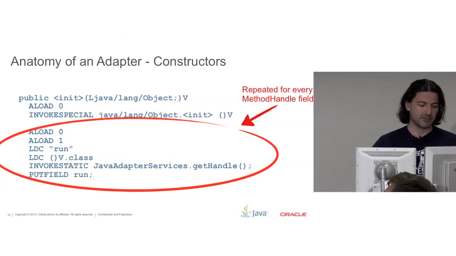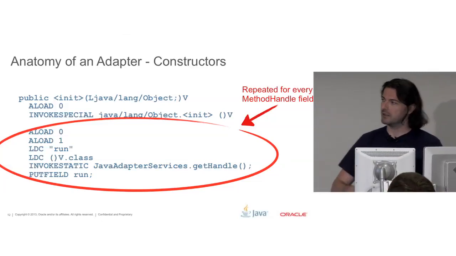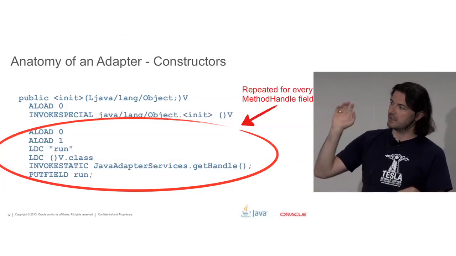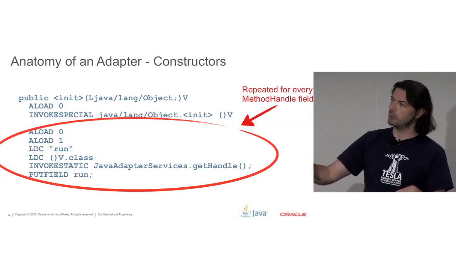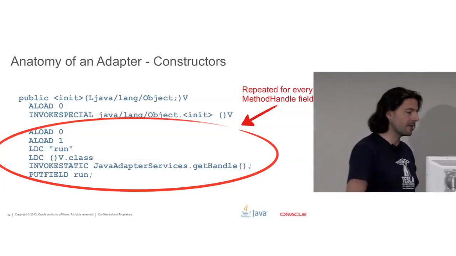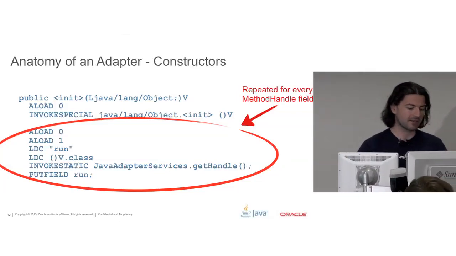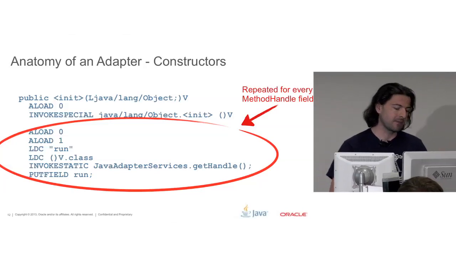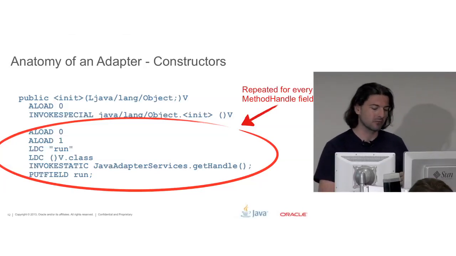That will carry the implementation. And what we do is that we pass a name of a function and the object to a library method that we have that extracts the handle and then puts it in the field. And I repeat this for every method handle field, but no big deal.